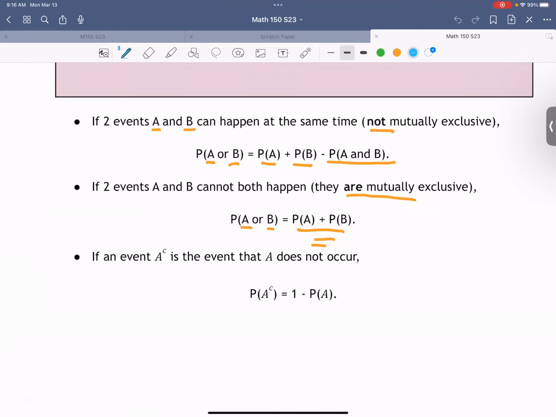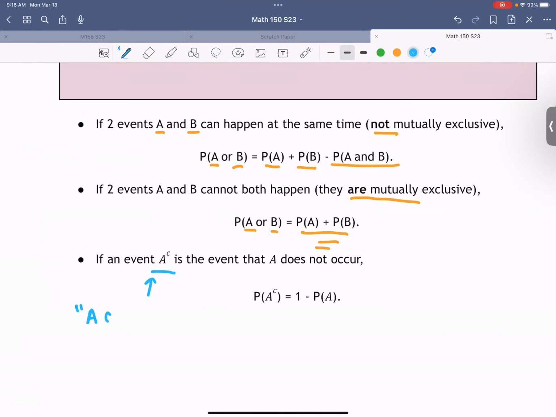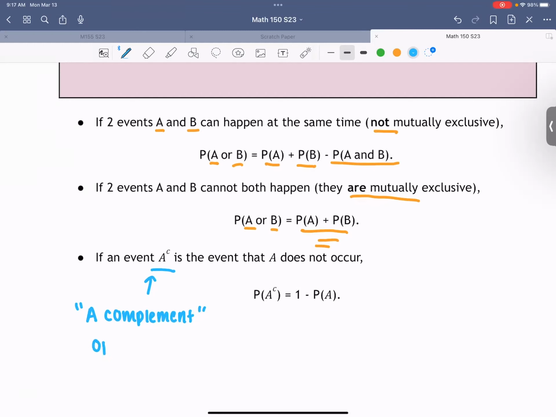We have this event, and it's A with a C on top of it, okay? The symbol is read as A complement, okay? And it's not a compliment like, hey, Amy, I like your shirt. It's more a complement as in, if you've ever heard of complementary colors on a color wheel, they're colors that are on the opposite sides of a color wheel. So when we talk about the complement of something in math, we talk about the opposite. So if we have an event A, A complement is just the opposite of that event.